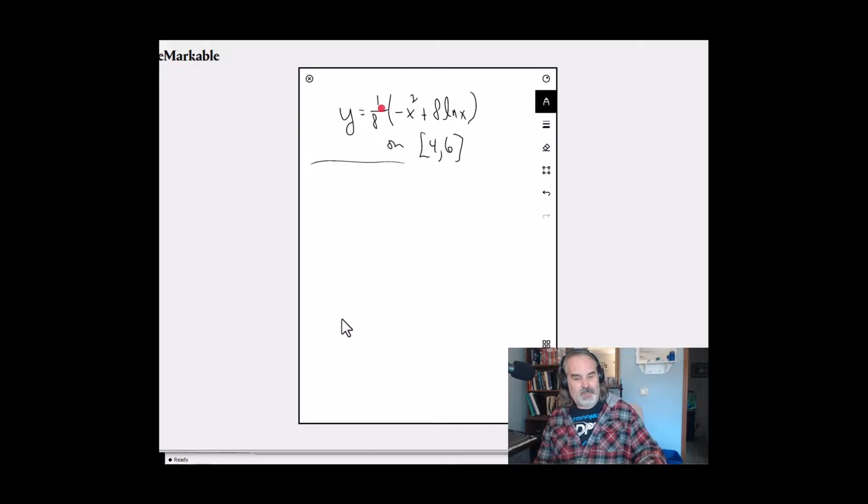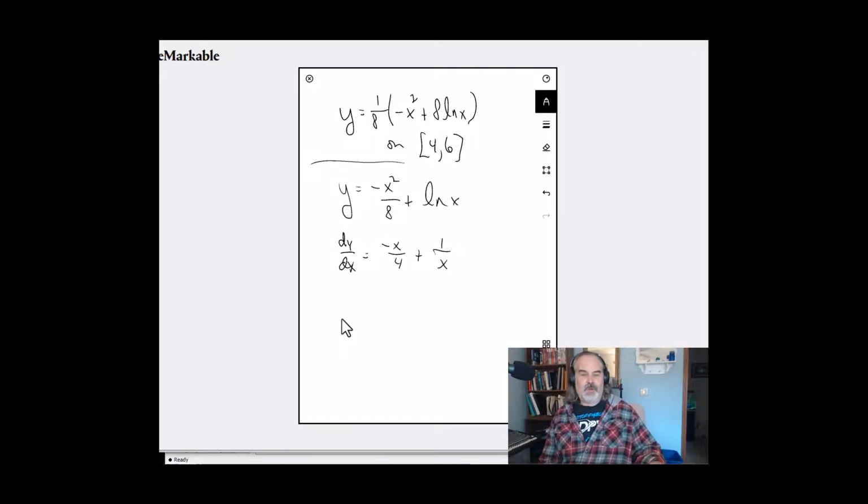I'm going to multiply through this coefficient of 1/8, just so we can clean up that natural log term a little bit. All right, now remember, I'm not going to rewrite it, but we're doing the integral of the square root of 1 plus the derivative of this squared. So I'm just going to build the integrand from the ground up. Take the derivative of that first term. It's negative 2x over 8, or minus x over 4. And then natural log of x has a derivative of 1 over x.